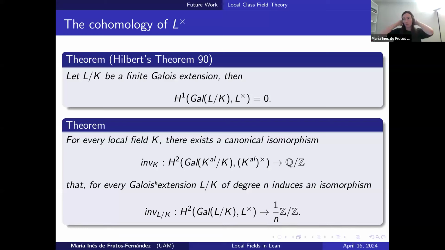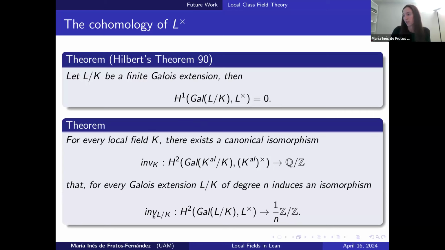We will also need some facts about the cohomology of the units of a local field. So the first result that we need is Hilbert's theorem 90. This tells us that if L over K is a finite Galois extension, then this first cohomology group is trivial. This is not in Mathlib yet, but it has been formalized by Amelia Livingston. So this is something that we will be able to use when we need it.